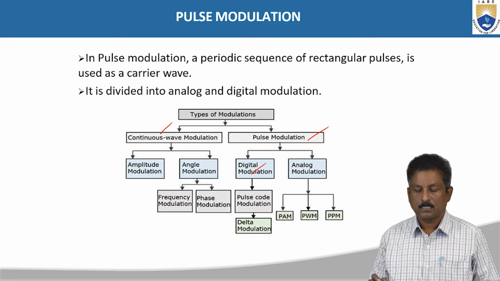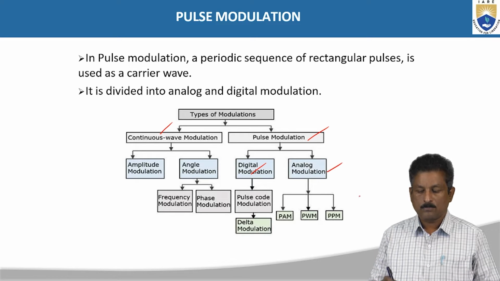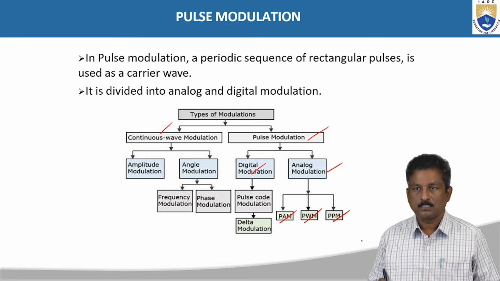Under the analog modulation techniques, we have three types. One is pulse amplitude modulation. Another one is pulse width modulation, which we are going to discuss in this class. And the third one is pulse position modulation.